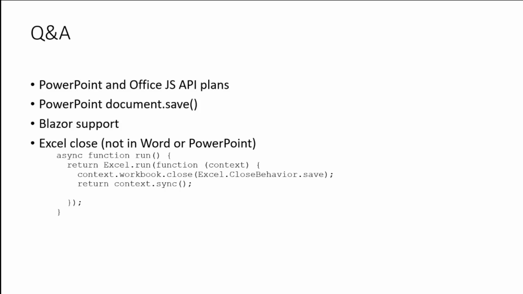And one other question that came in was, how do I close my documents? So if you're in Excel, you can actually close your workbook by using, and here's the code sample, context.workbook.close. And that'll work. However, this is not available in Word or PowerPoint. So if you need it in either of those host applications, again, go let us know on user voice about that scenario, and hopefully it gets upvoted and we take a look at it.